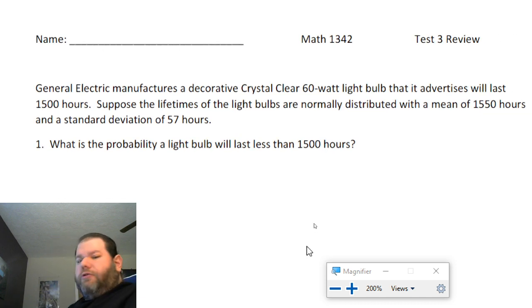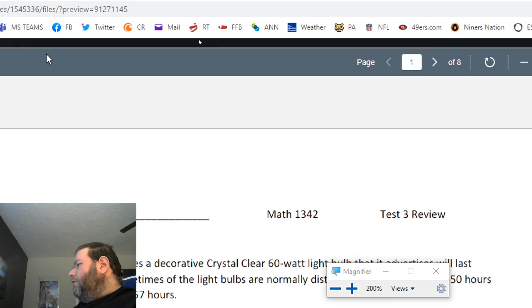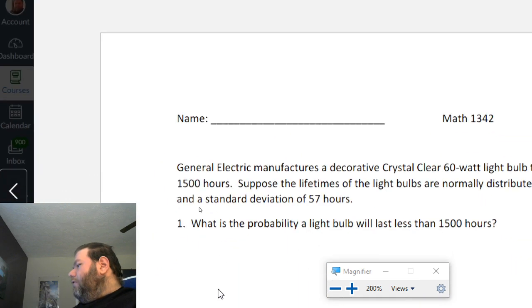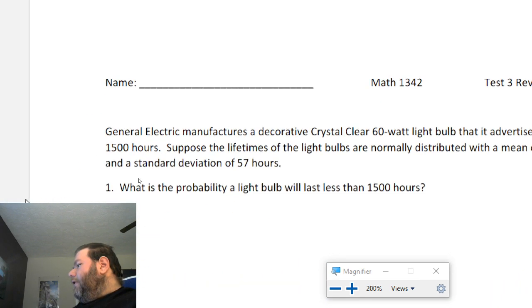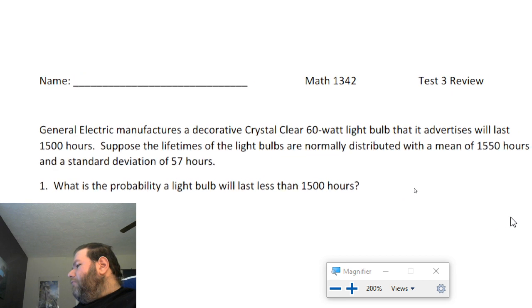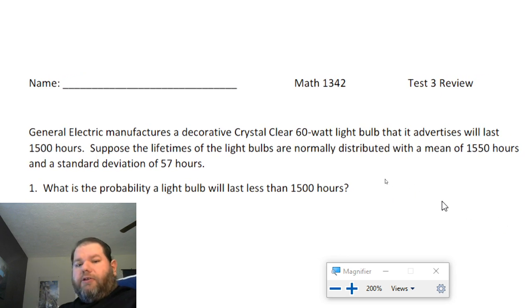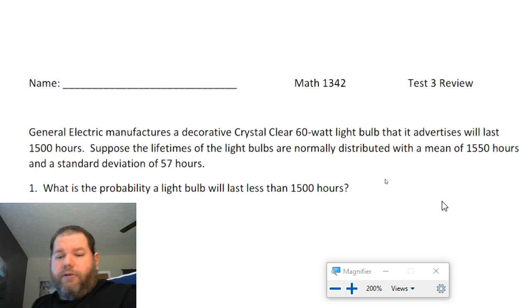So, you may have noticed if you look in the file folder, the title of the review, I don't know if you can see it here. You can't see it here. The title of the review is Test 3 Review dash skip number 7. I didn't feel like editing out number 7. That's the problem I skipped from section 9.1 that we would have otherwise done given a little bit more time. So just skip problem 7 in the review.